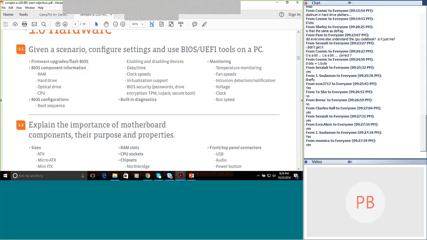So this first one is: given a scenario, configure settings and use BIOS. So it's going to ask you a question like, if you go into the BIOS, where would you go to change this and this and that? Or if you're trying to boot the computer and it keeps saying non-system disk error, what could possibly be the problem?